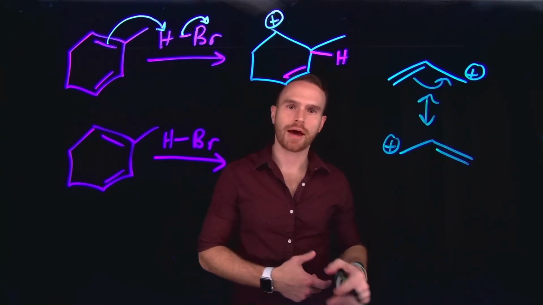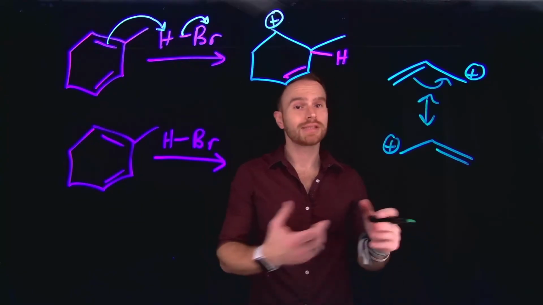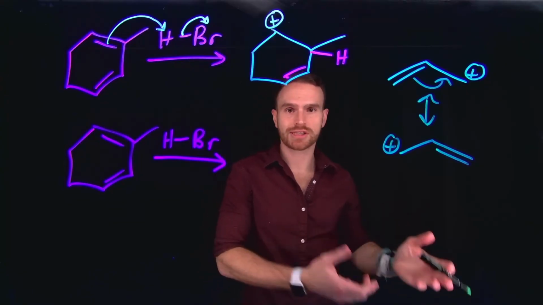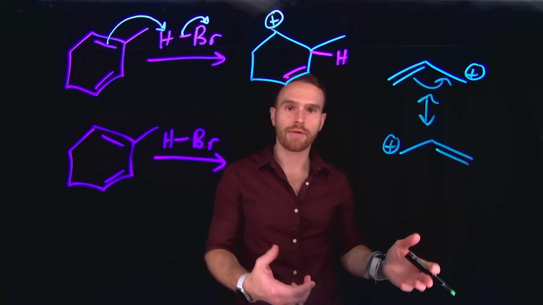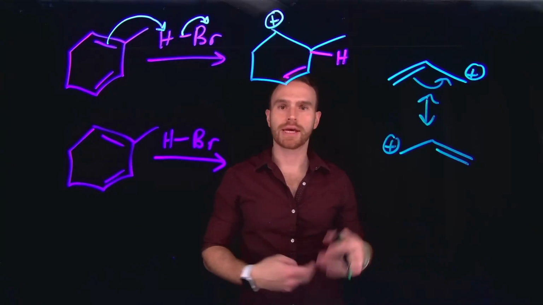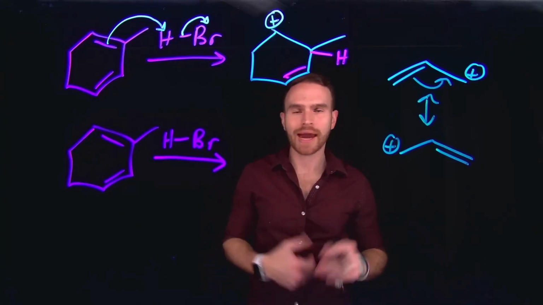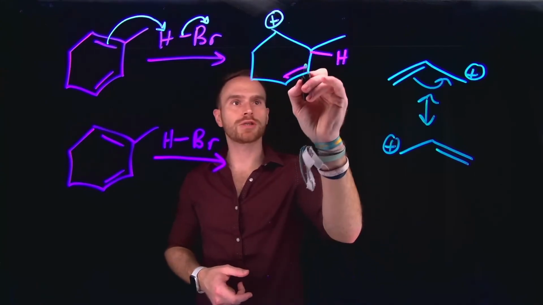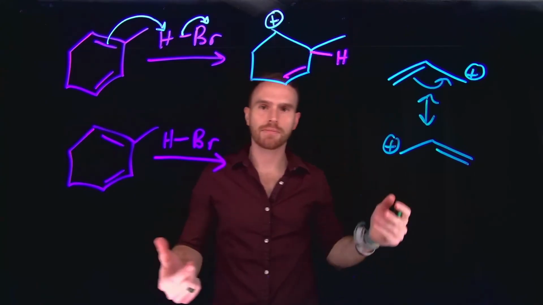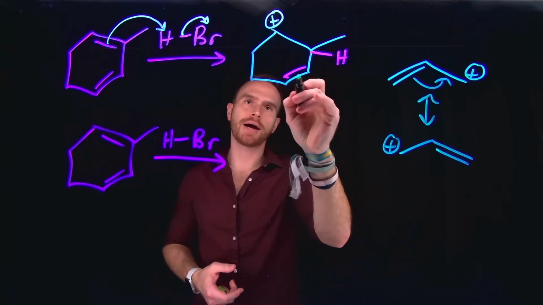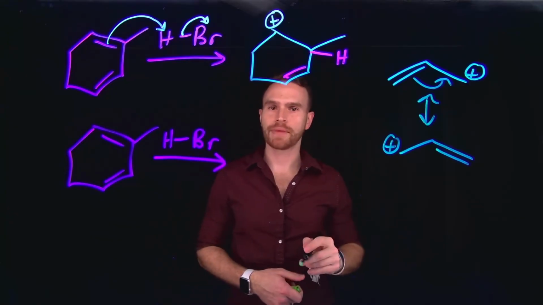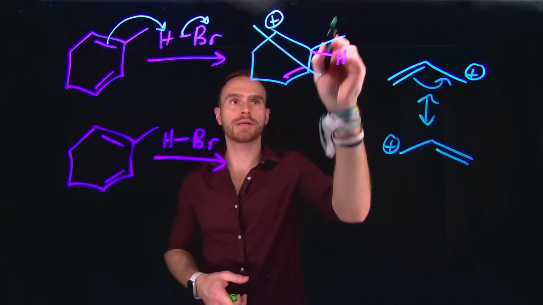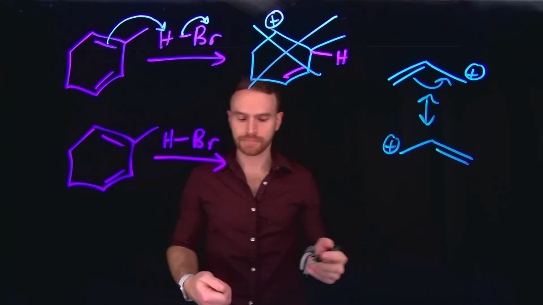So anytime you can have multiple resonance structures, typically that is going to be a more stable compound or conformation as opposed to one that only has a single resonance structure. And that's the importance. We're looking for the stability of the molecules that are formed. So this one, there are too many sigma bonds separating the pi electrons and the carbocation. Therefore, this product is never going to be formed.